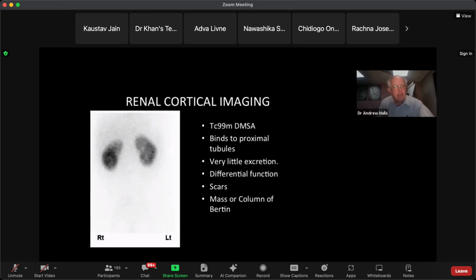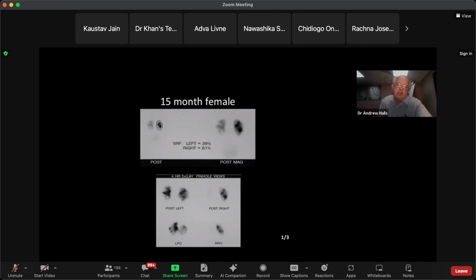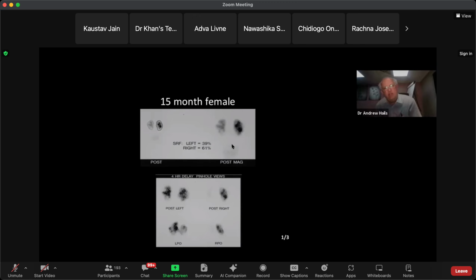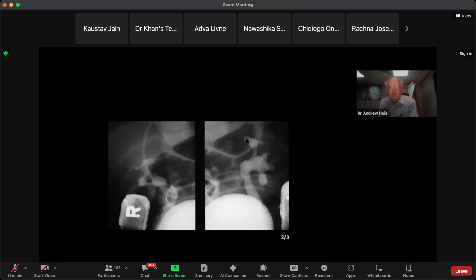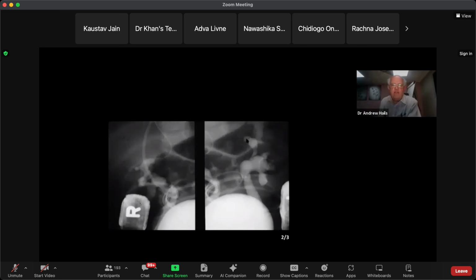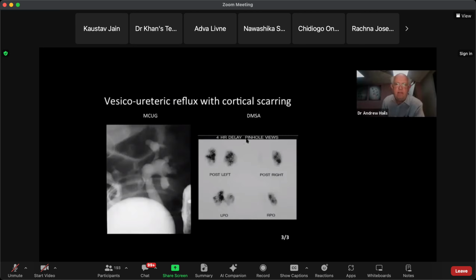And if you have possibly a mass in the kidney and it takes up DMSA, you might find, in fact, it's functioning renal tissue. It might be a column of Bertin, for example. So this is an example, as you were saying, of the scarred kidneys, small scarred kidneys, and also this is the best way of looking for differential function. So right and left, in this case, the left one is only 39% and the right one is 61%. And this is a micturating cystogram, obviously not a nuclear medicine study, but a very good way for looking for reflux, which is obviously associated with the scarring. So we get reflux and scarring.